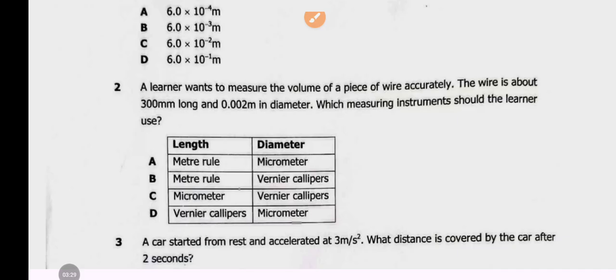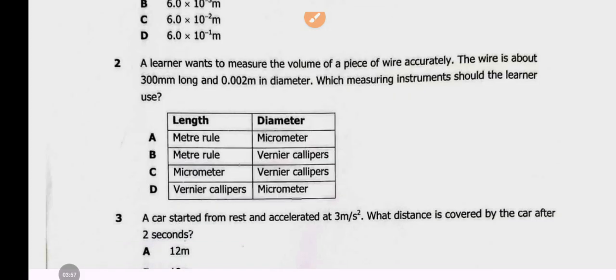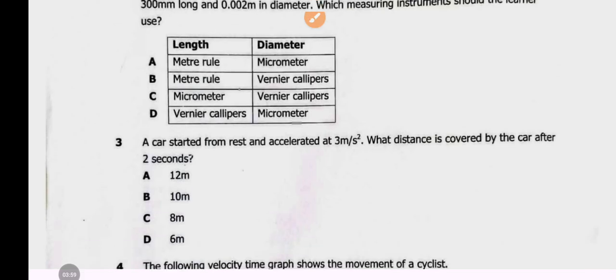Then for the diameter, if we convert 0.02 to centimeter, we'll have a value of 0.2 centimeter. Like I said, for a measurement that ranges from 0 to about 2.5 centimeter, the most applicable instrument to be used is a micrometer screw gauge. So in this case, we'll confidently choose option A to be the correct answer.